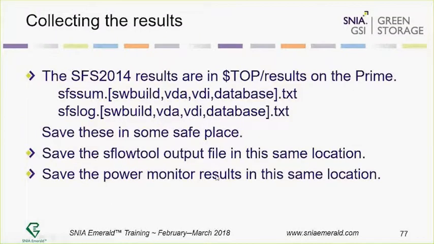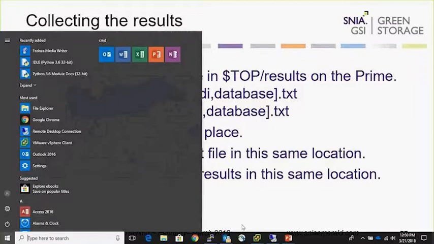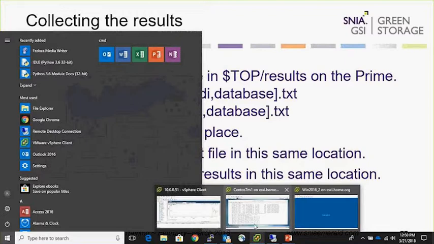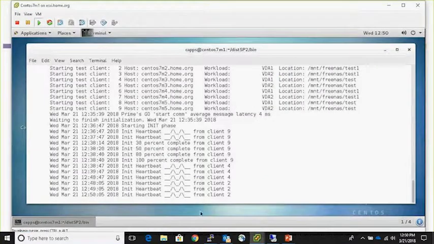So when this thing is done, it will have the SFS results, and I'll go through and show you what those look like. I like to save these someplace. I use these for pre-calibration work, so I can figure out the right range. And then we'll have our SFlow output and our power monitor output. So let me show you what some of those results are going to look like. Hope I have some laying around. I may not.